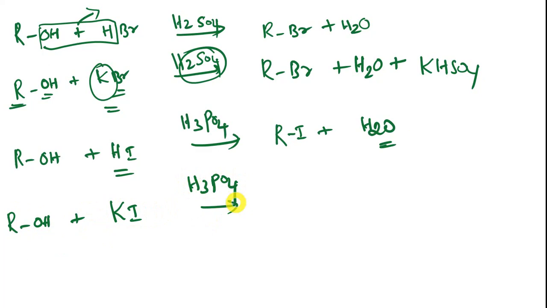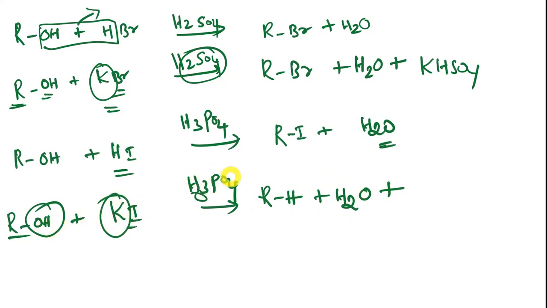H3PO4, right? So as usual, what will happen? R alkyl halide will be there. And here an OH is there, and one H will be removed, plus H2O. What is the remaining thing there? Here K is remaining. Here, one H has been removed. H2PO4 is here. So KH2PO4 will be formed. Potassium hydrogen phosphate will be formed in the case of potassium iodide.